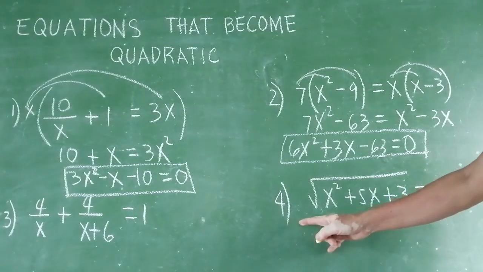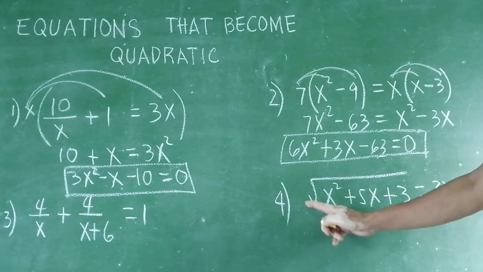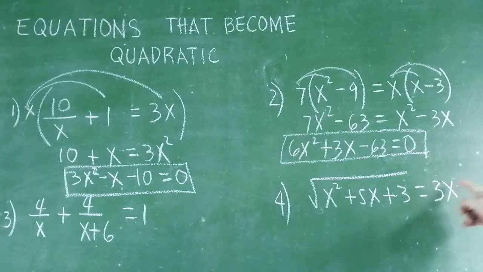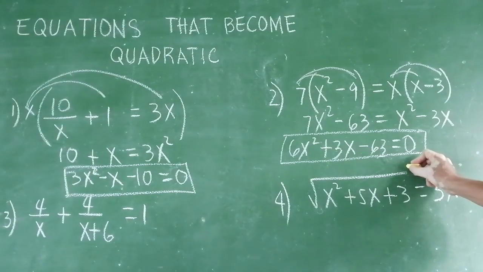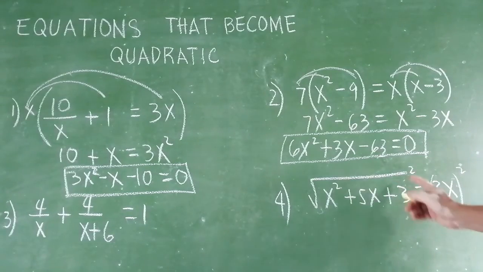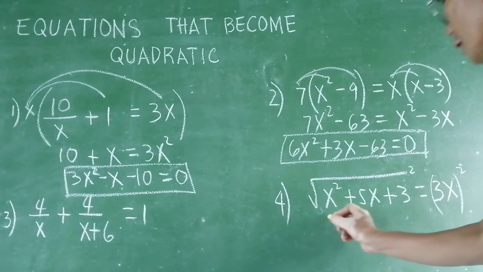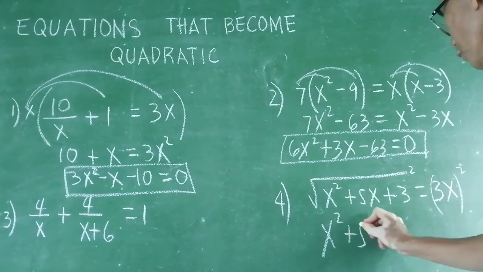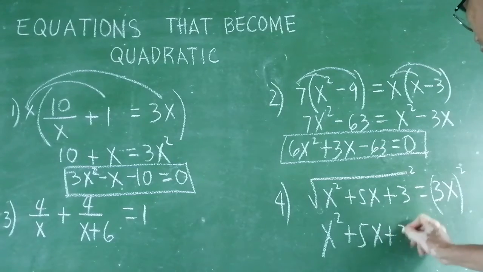So let's go to number 4 here. Square root of the quantity x squared plus 5x plus 3 will be equal to 3x. So what we're going to do is to get rid of the radical sign by squaring. So you square that, and you also square this, square both sides. So as if you are just removing the radical sign, carry the radical, x squared plus 5x plus 3.